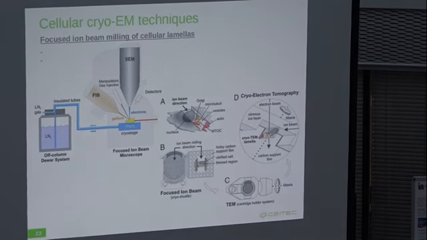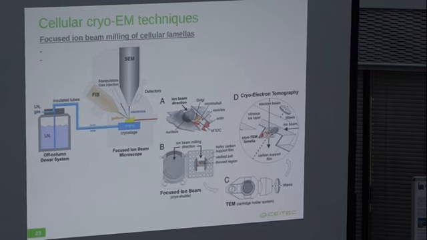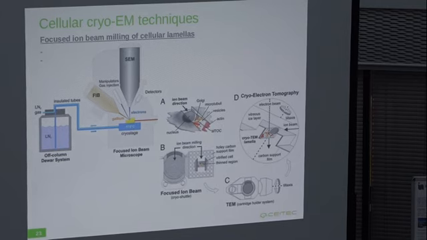there is currently a technique which combines focused ion beam micromachining at cryo temperatures to prepare thin cellular sections. So you insert your frozen specimen into the scanning electron microscope and use gallium ions to ablate the sample and prepare a thin lamella, which is then transparent for the transmission electron microscope, and you transfer such lamella to the transmission electron microscope for cryo-electron tomography.